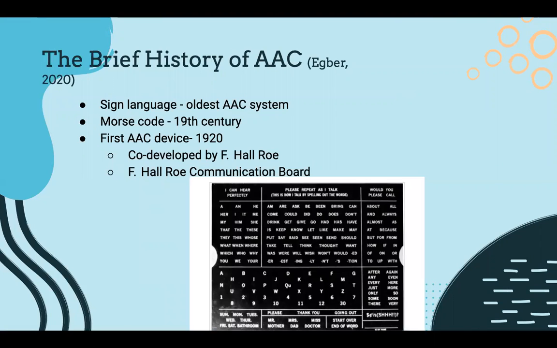Now that we know more about AAC, let's get into a brief history of it. Sign language is the oldest AAC system, and Morse code is the second oldest, being made in the 19th century. The first known AAC device was developed in 1920 and was co-developed by F. Hall Rowe, who had cerebral palsy. It was the F. Hall Rowe communication board as pictured here. You can see a bunch of different letters and words that one can use to communicate effectively through this board.